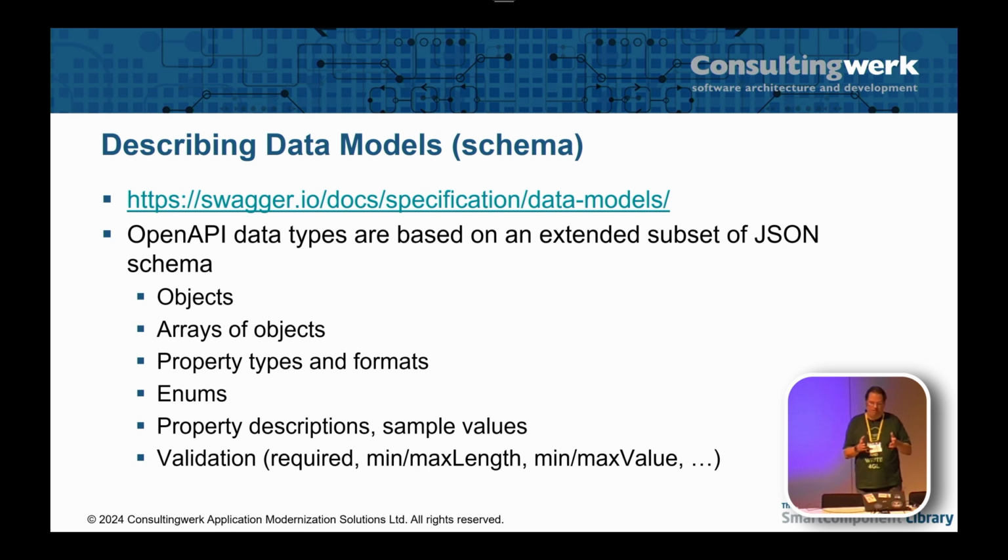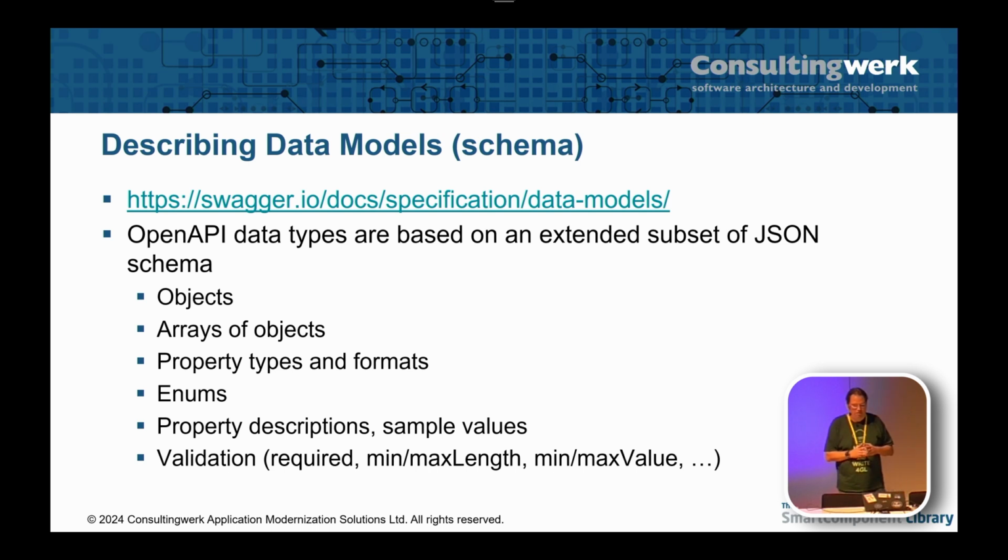Enums, we've seen that in the pet store sample. I could query for pets of a certain status, available, pending, whatever. That's an enumeration of 3 possible values. So that can also be described in the Swagger file.